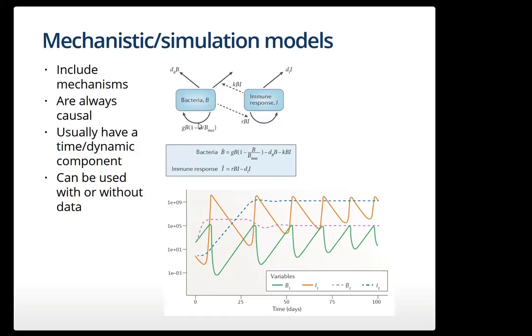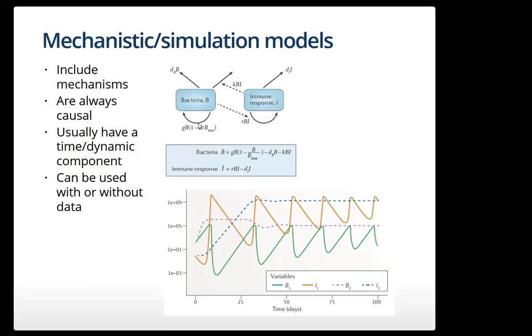Almost always, and that's true for the models we'll be looking at, you have some kind of time or dynamic component. So you're tracking how things change over time. That doesn't have to always be the case. You could have a mechanistic model that doesn't have the time component, but they're fairly rare, and definitely you won't see any of those in this course. All of those will have this dynamic component: how do things change over time?